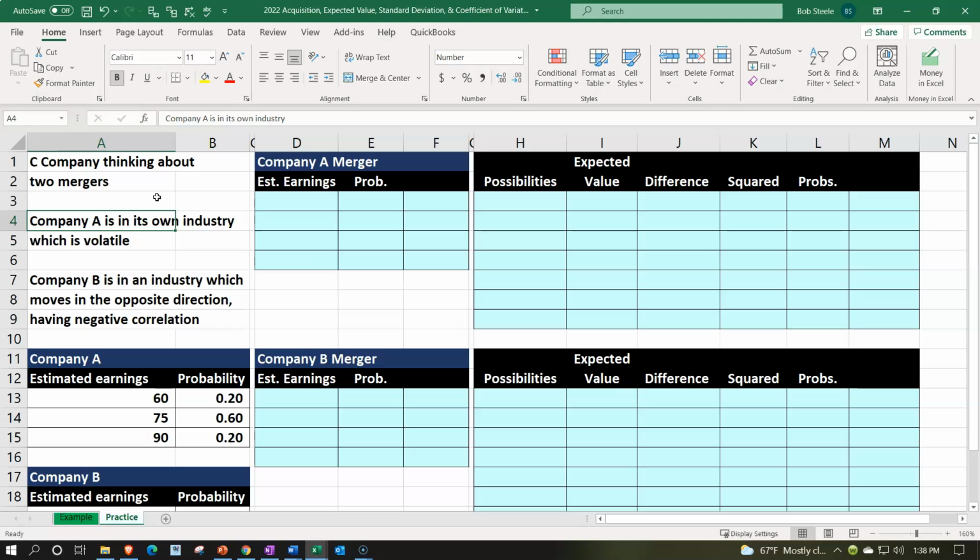Company A is in its own industry, which is a volatile industry, while company B is in an industry which moves in the opposite direction, having negative correlation. So what we would expect is that if the company merges with a company similar to itself, they'll have increases when the economy is good for that particular industry, and they'll be able to maximize their gains during that time. But when the economy is not in a particularly good condition for that type of business, then they're going to have the declines, and the whole business will be low during that time period, you would expect.